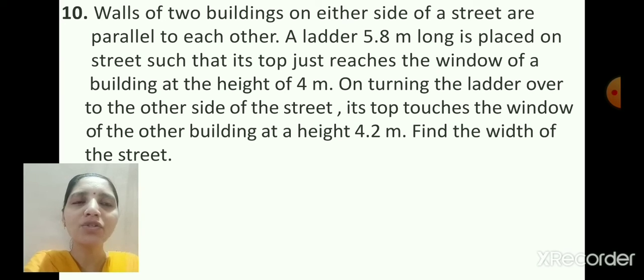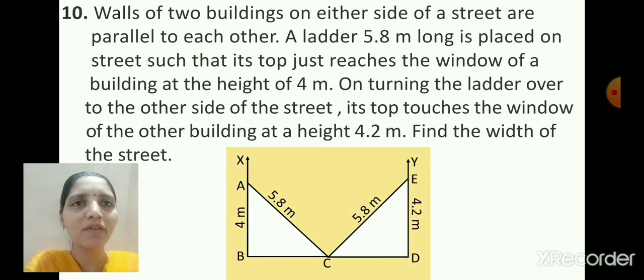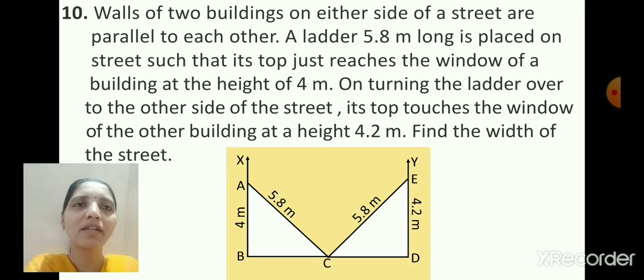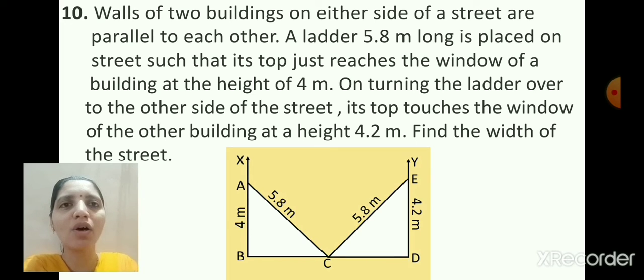Now according to the given information, first you have to draw the diagram. Now what is given here? The walls of two buildings on either side of the street are parallel to each other. So these two parallel lines we have drawn here, line DY and line BX. Then a ladder of 5.8 meter long is placed on the street such that its top just reaches the window of building at the height of 4 meter. So this is the ladder, AC is the ladder, and it touches the wall of the window of the building at the height of 4 meters. So this height will become 4 meter.